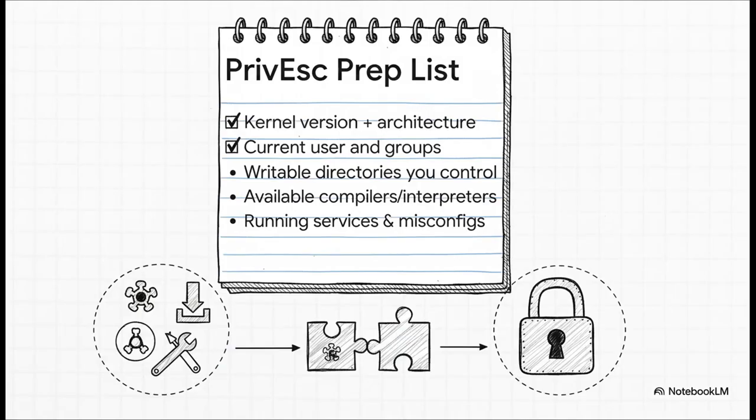So, before you even think about escalating, you go shopping for facts. This prep list is your guide. What's the kernel version? Do you have a compiler on the box? Where can you actually write files? See, privilege escalation isn't a guessing game, it's a matching problem. You match the facts about the environment to a plausible exploit.